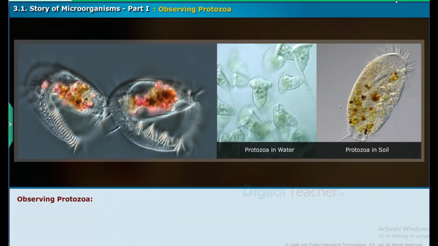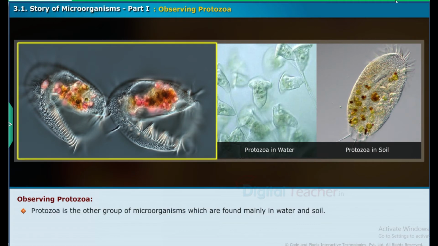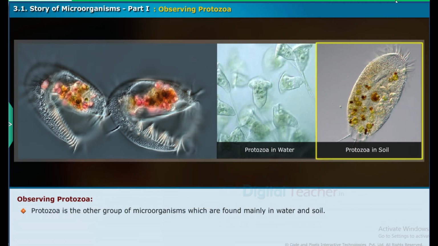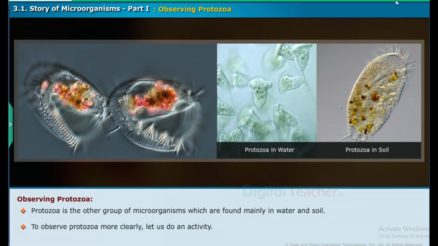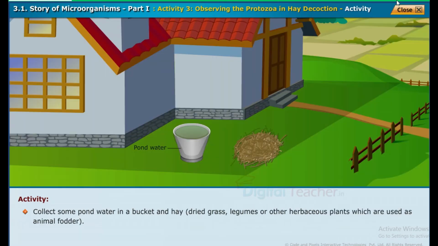About Protozoa. Protozoa is the other group of microorganisms which are found mainly in water and soil. To observe Protozoa more clearly, let us do an activity.